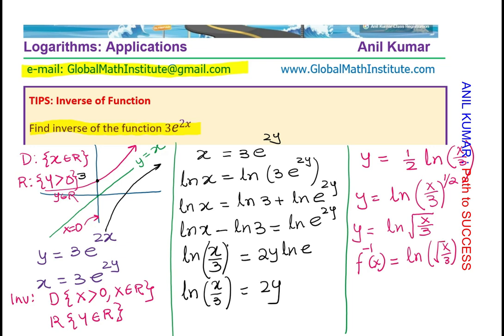Perfect. So that is how we actually get the inverse of the function. And as you can see here, the domain of this inverse function is that x has to be greater than 0 and the range will be y is all real numbers, right? So we get this inverse function equation right there. I hope the steps are absolutely clear.